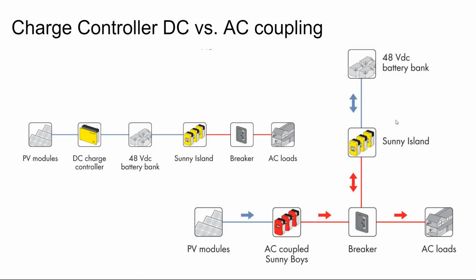The main advantage of DC coupling is that when the sun comes up, it turns your solar array on, and then the electricity flows out the charge controller into the battery.